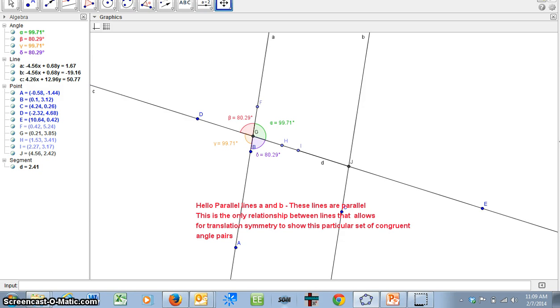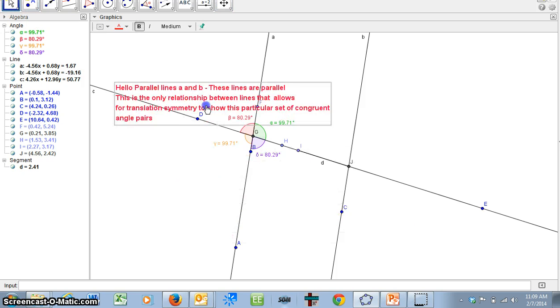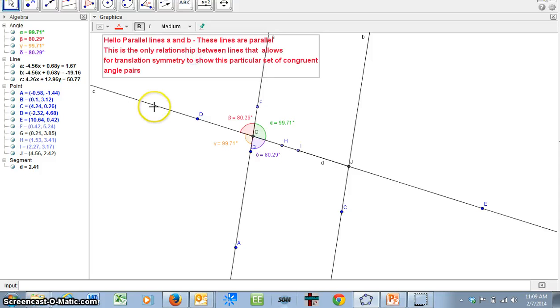One pair of parallel lines. Here we have parallel lines A and B, cut by a transversal, that is any line that intersects any two or more other lines, creates a really interesting dynamic. So take a look right here.